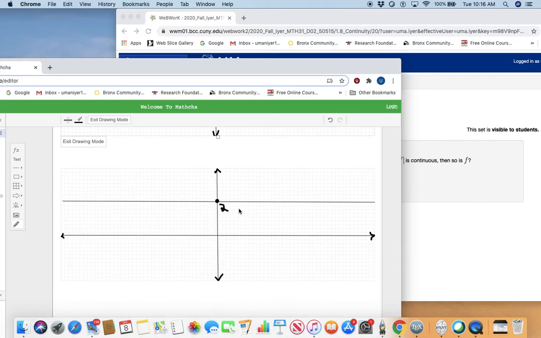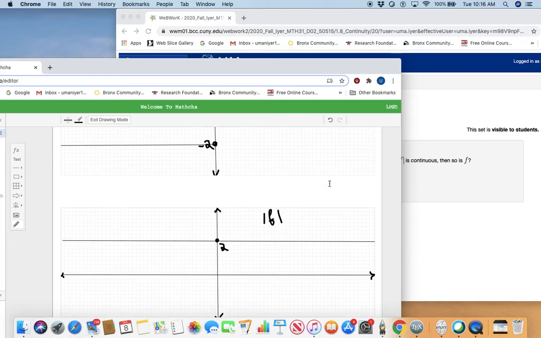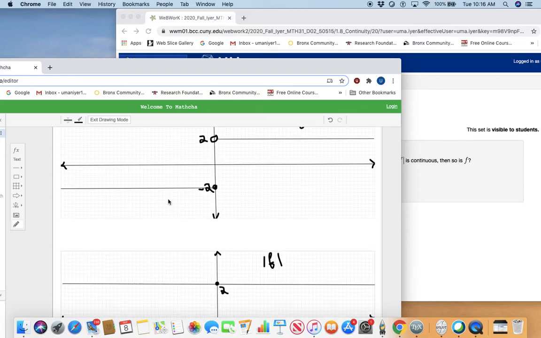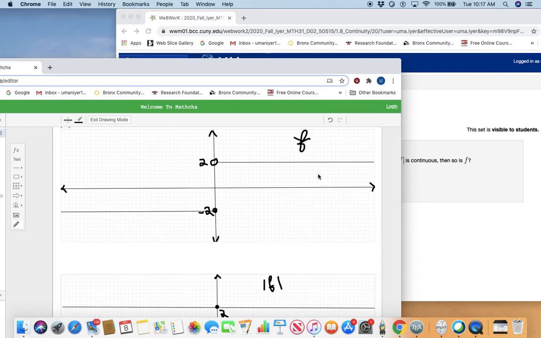But look at the absolute value of f. What happened here? All the negative heights became positive. So all this negative height became positive because of the absolute value. So the absolute value is very well continuous, but f is not continuous.